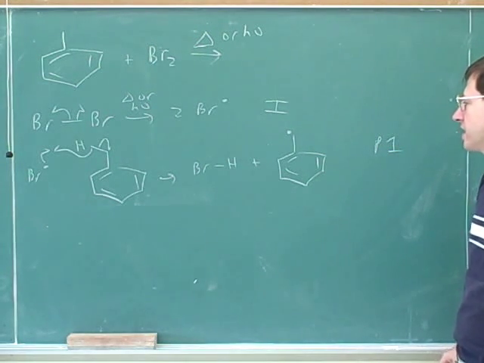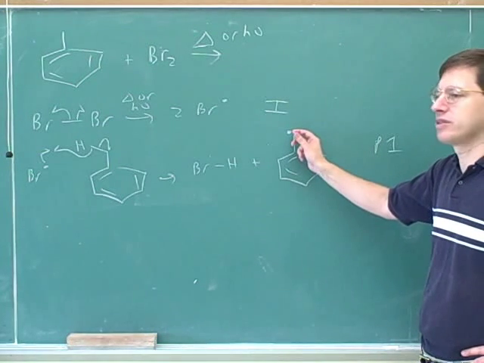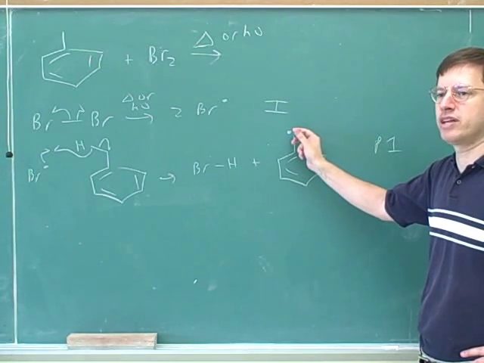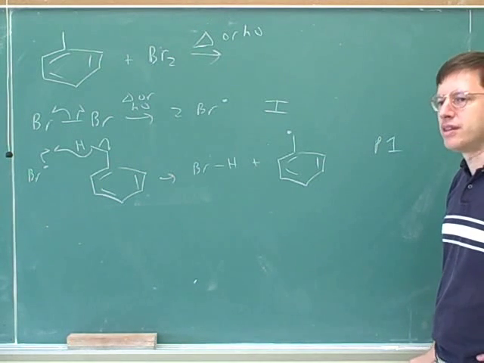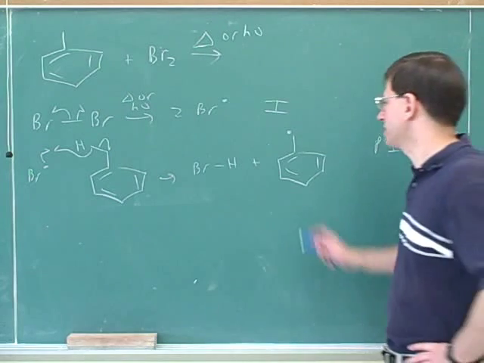Let's stop and talk about this for a second. Normally, primary radicals would not be very happy to form. Why is this particularly easy? Because of the benzylic position and the resonance that can go through. That's right, and it would be a good exercise to draw those resonance structures.